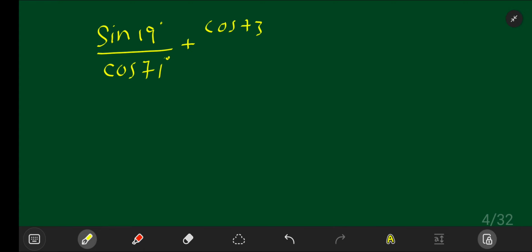sin 19 degrees divided by cos 71 degrees plus cos 73 degrees divided by sin 17 degrees. Find the value of this. Sin 19 divided by cos 71 plus cos 73 divided by sin 17.